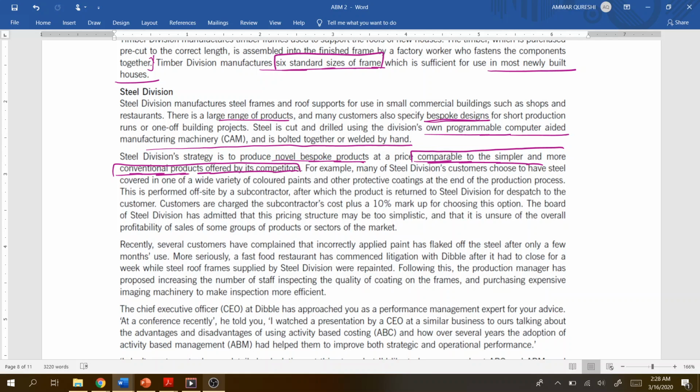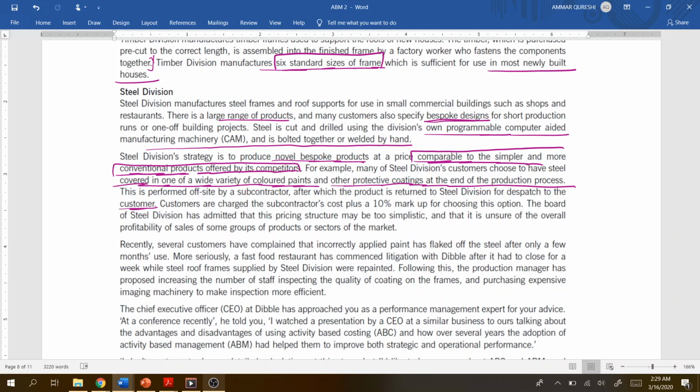For example, many of the steel division's customers choose to have steel covered in one of a wide variety of colored paints and other protective coatings at the end of the production process, right? This is performed off-site by a subcontractor. This is basically an example of what kind of extra services they want. It is performed off-site by a subcontractor, after which the product is returned to the steel division for dispatch to the customer, right?